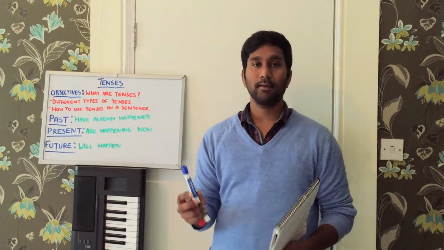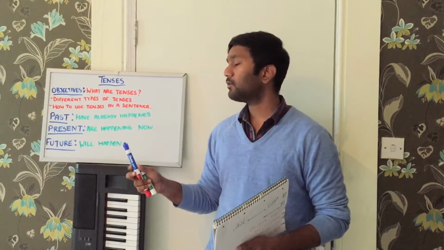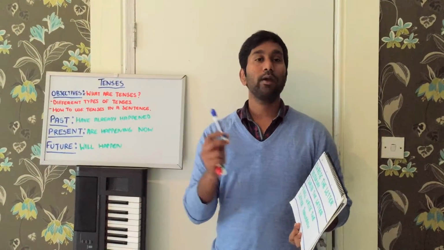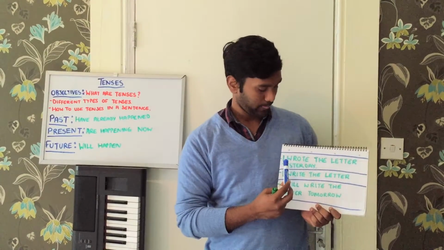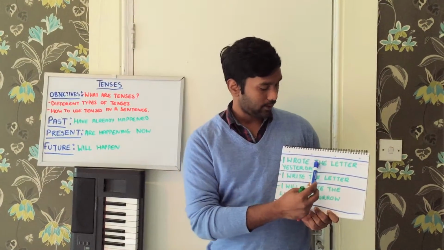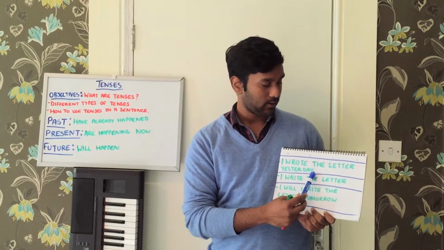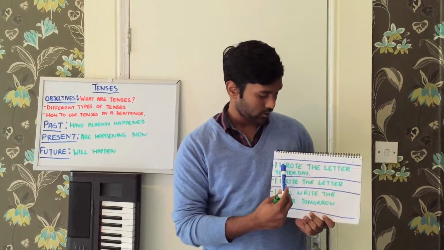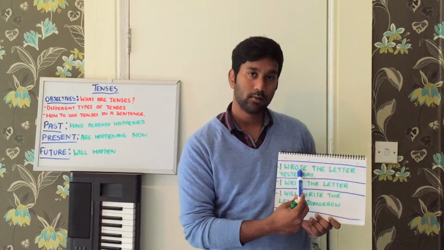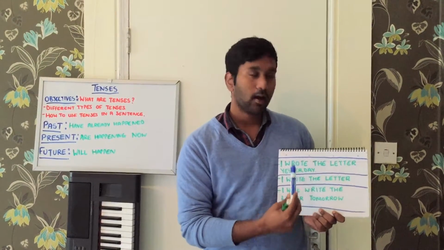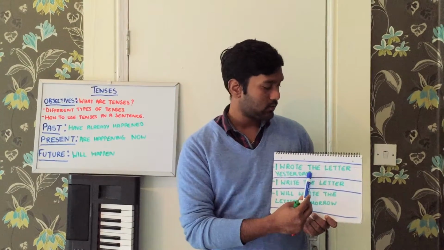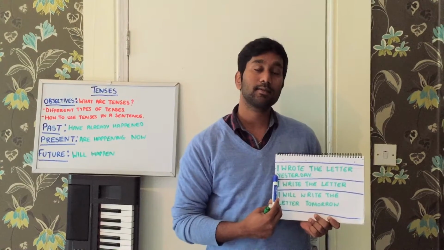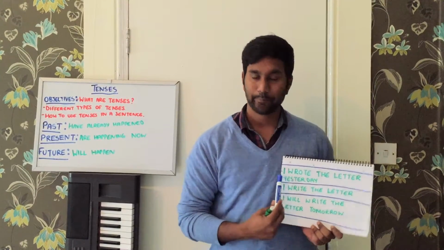And in a sentence, if we have to address an action which has happened in the past, we address it like this: I wrote the letter yesterday. So this sentence shows us that the action here is wrote, and the time here is yesterday. So this has happened yesterday. So this sentence is past tense.